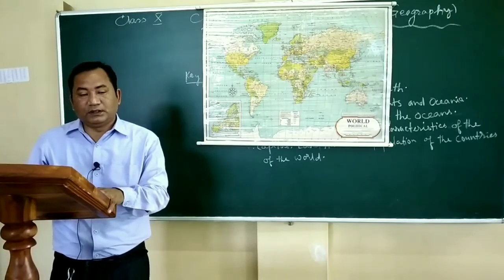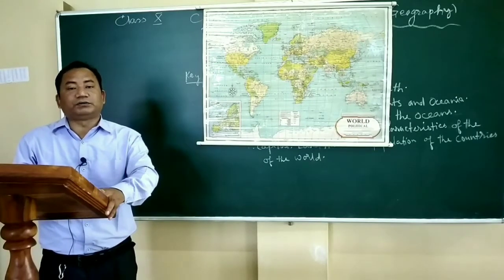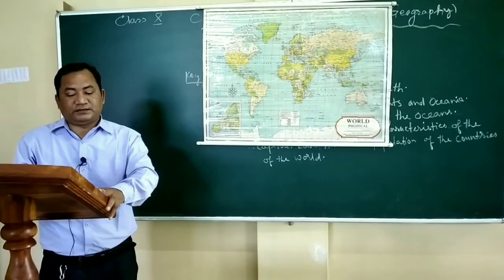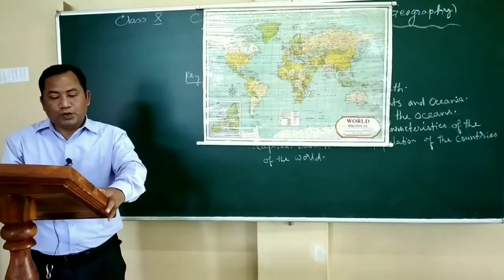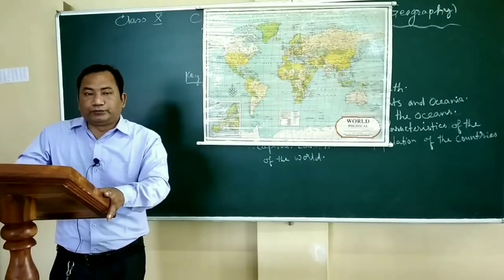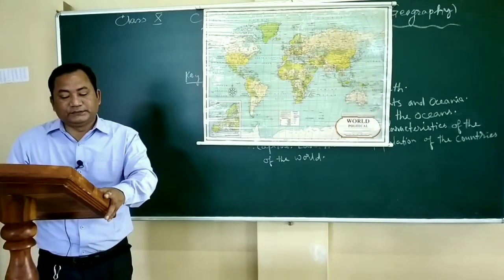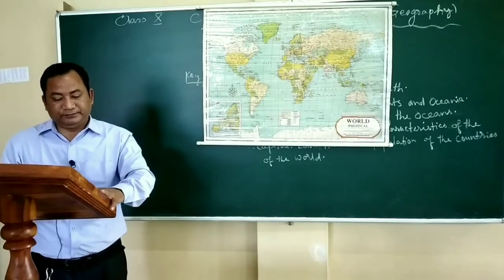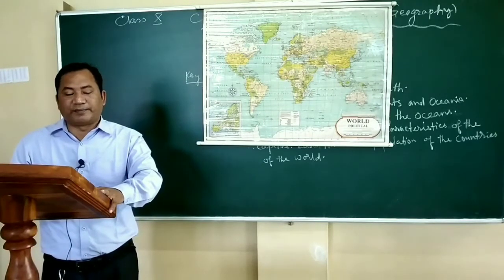Now we shall discuss briefly about the 5 oceans of the world. First, the Pacific Ocean. It has an area of about 165 million square kilometers. The Pacific Ocean is the largest ocean in the world. It covers about 1/3 of the Earth's surface area.